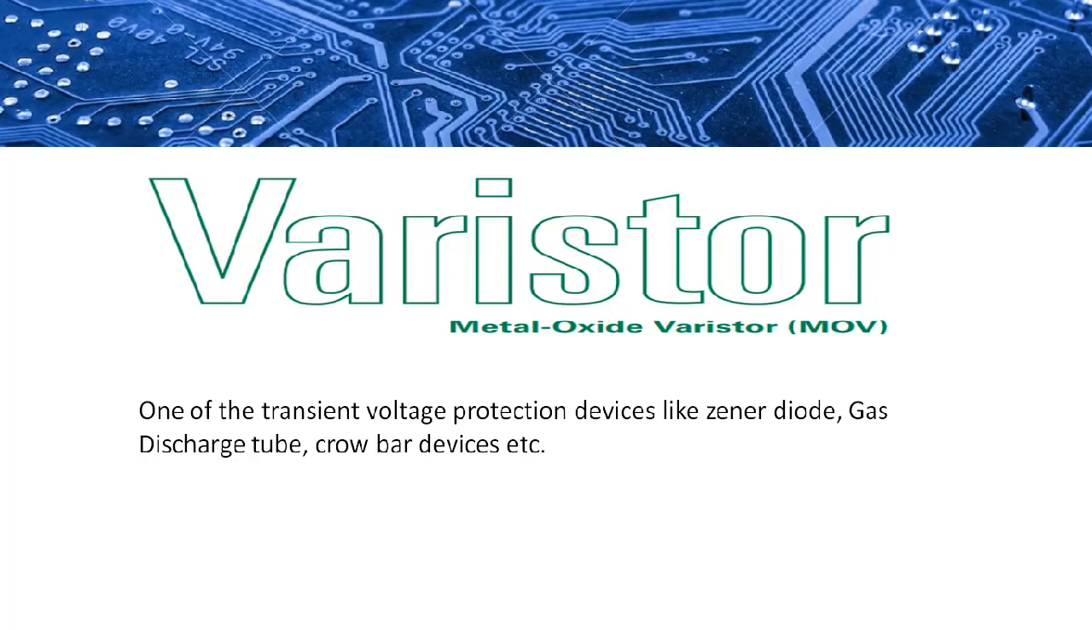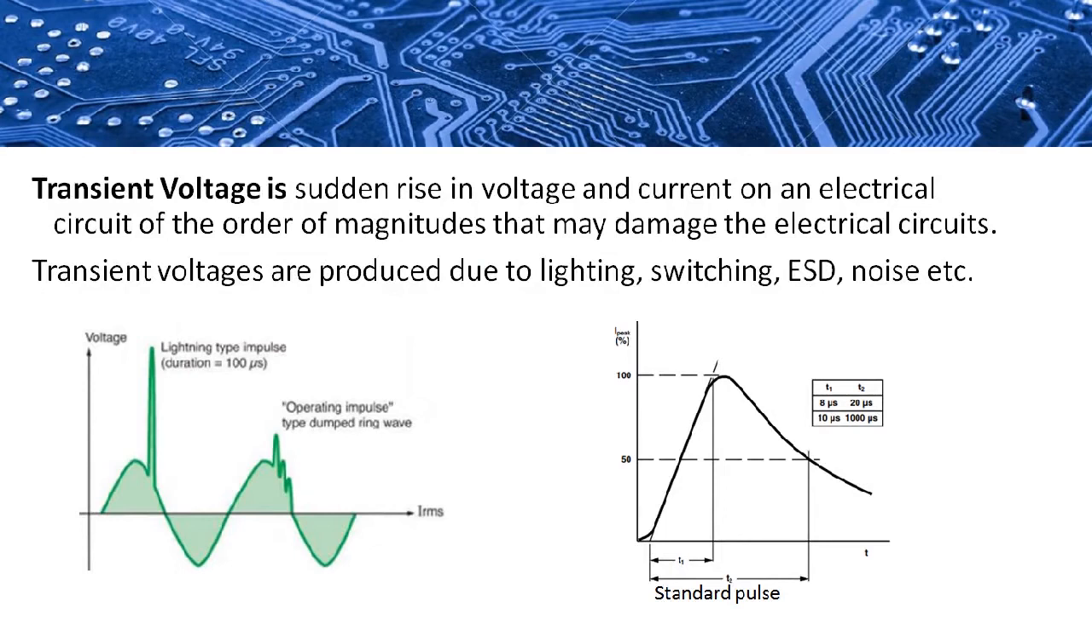Varistor is one of the transient voltage protection devices like Zener diode, gas discharge tube, crowbar device, etc. So transient voltage is the sudden rise in voltage and current on the electrical circuit which is of higher magnitude that may damage the electrical circuits or components. So the transient voltages are produced due to lightning, switching of the industrial loads, electrostatic discharge, that is the charge that is transferred from one device to other, a noise, etc.